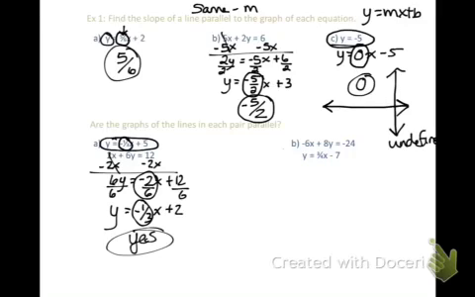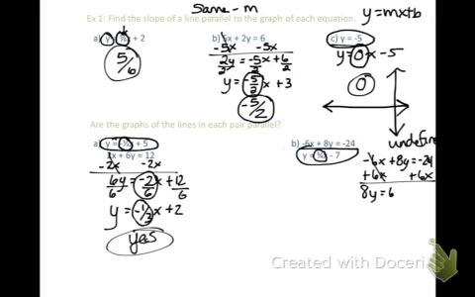B. On B, the top one is not done, but the bottom one is, so that's a 3/4. So I'm going to take the top one and put it to the side and find out what the answer would be. So I need to add 6x to both sides. So it's going to be 8y equals 6x minus 24.